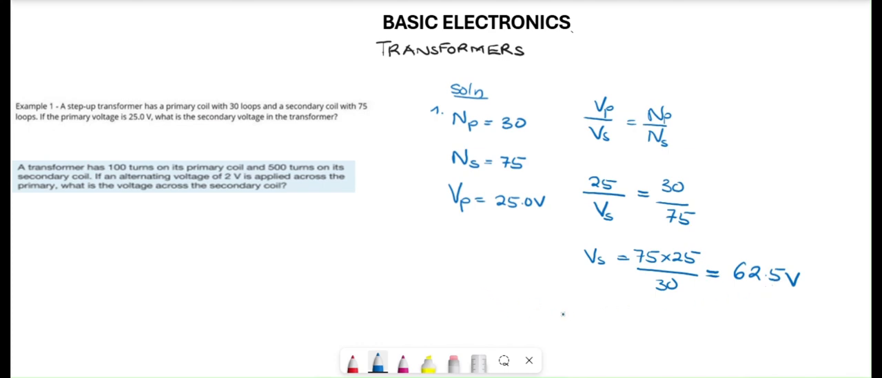So yes, the voltage in the secondary coil is going to be 62.5. Now, what type of transformer did they say it is? A step up. So I told you that when we say step up, we are increasing the voltage. So the actual voltage in the primary was 25. Because it was stepped up, we increased it. The secondary is now 62.5 volts.